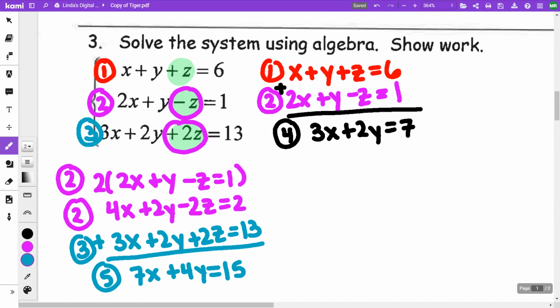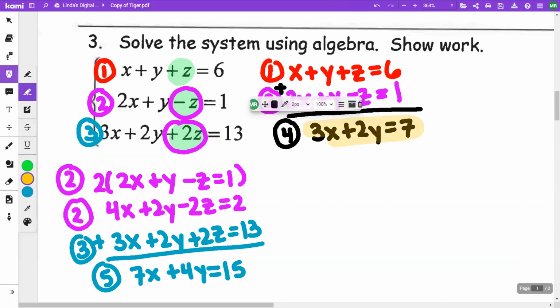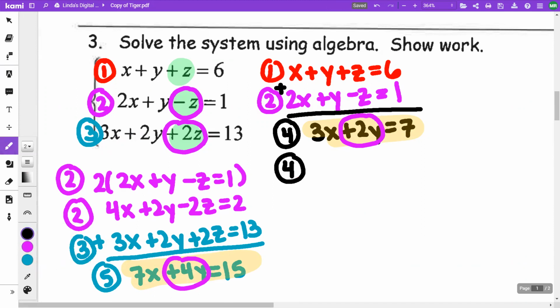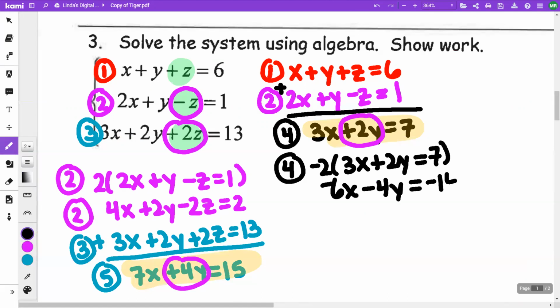So looking at these two equations, this one here and this one here, I'm going to solve that system. I think I'm going to try to get rid of this positive 4y with this positive 2y. So I am going to take equation 4. I'm going to multiply it by a -2. And I'm going to get -6x minus 4y equals -14.